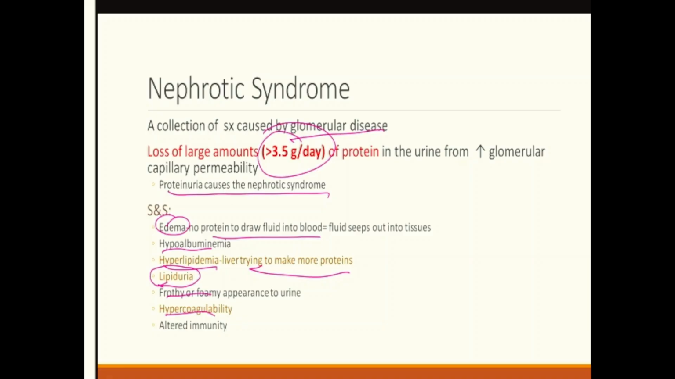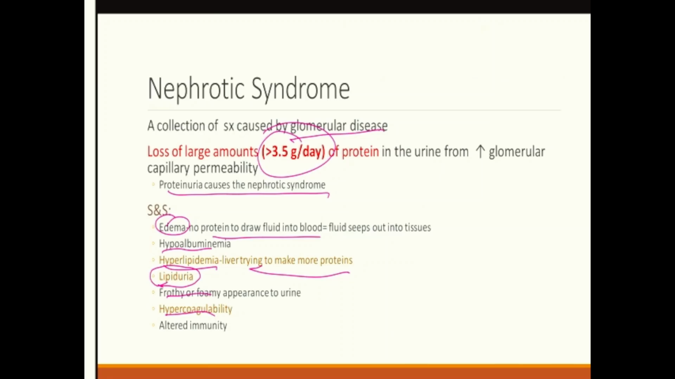Hypercoagulability. Why are they going to be hypercoagulable? What's the liver doing right now? Is it working harder or less? Harder, because it's making all these proteins. What else does the liver make? Your clotting proteins, right? So they're going to go up. So you're going to be in a hypercoagulable state because you have more of these clotting proteins floating around in your bloodstream as well.